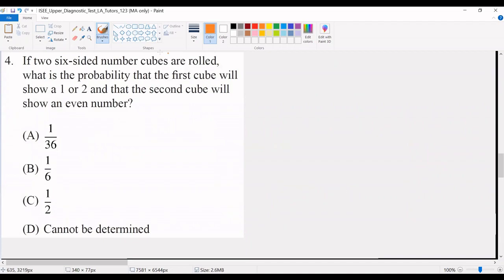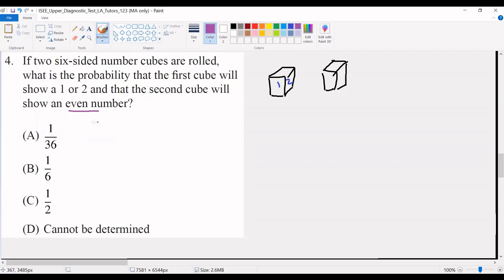Now, number 4. If two 6-sided cubes are rolled, okay, so what they're just trying to show us is, these are what we commonly know as dice. So we've got 2 of them. What is the probability that the first cube will be shown to be 1 or 2? So in the first one, we either want 1 or 2, and the second cube to be an even number.